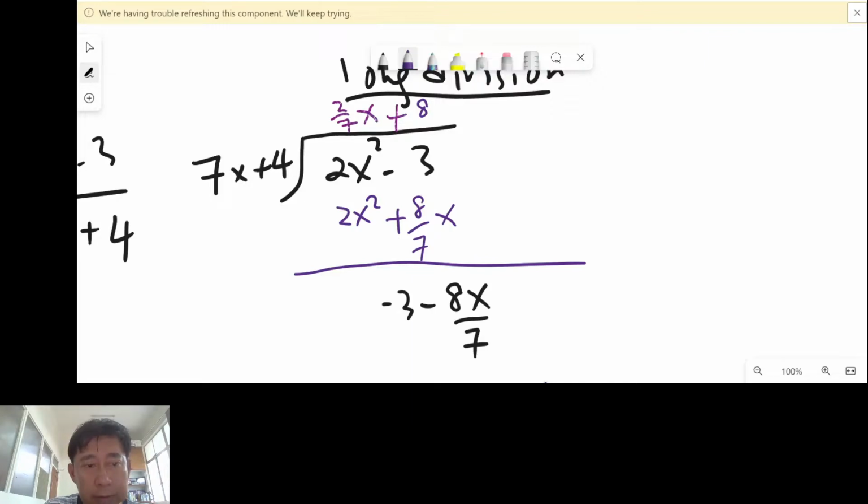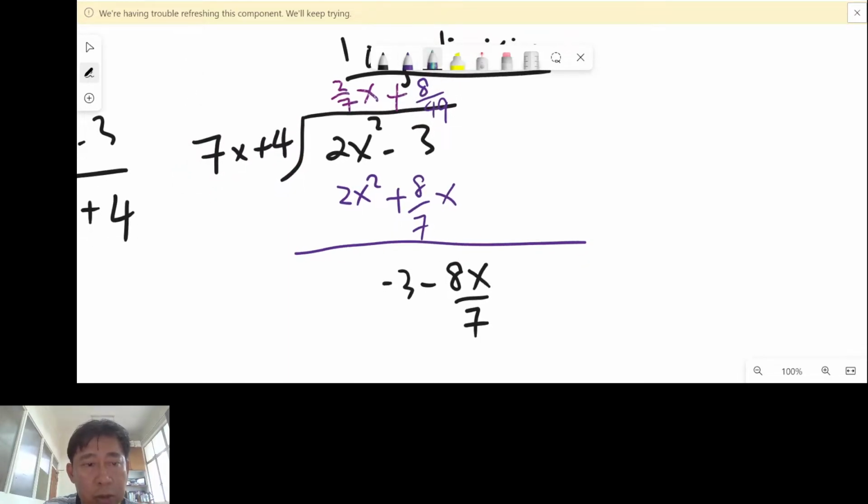8 times 7. So you have to divide this by 49. Okay, so you multiply this factor 7x plus 4 with 4 over 49, then you expect to get a number of, sorry, I think there is something not right here. I should not multiply this with 49. I have to multiply with another number.